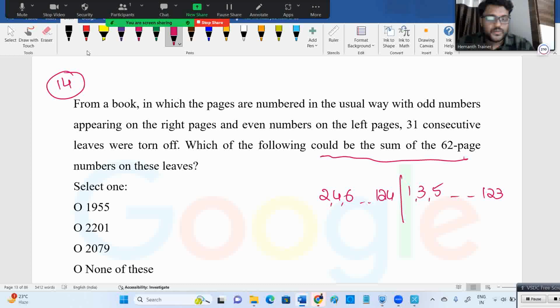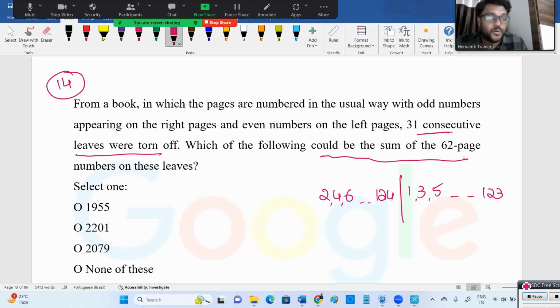So they can remove any 31, right? It can be from 15. Which 31 pages? It can be 1 to 31, right? You just think about those. Now it's like verifying the options because it can be any 31. They can remove from 5 to some other pages. Up to 36 pages they may remove. 31 removed, but which 31? We don't know, right?